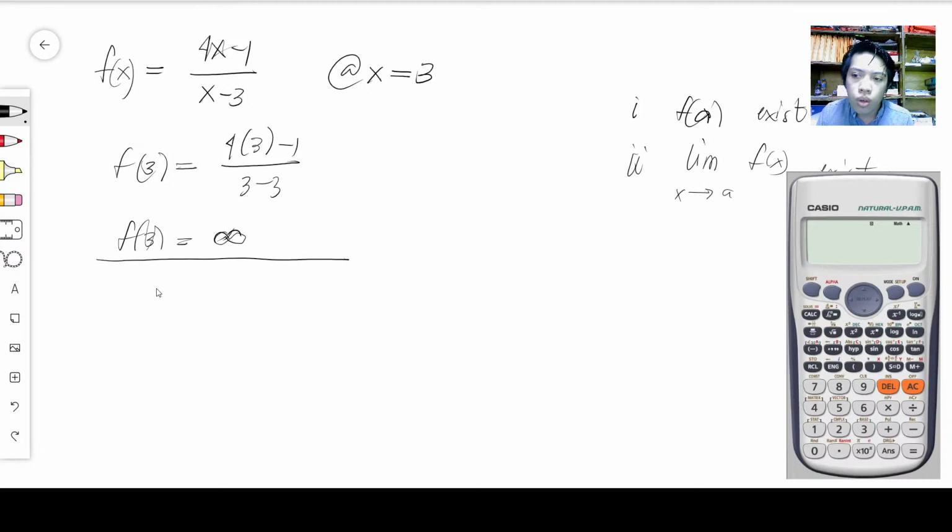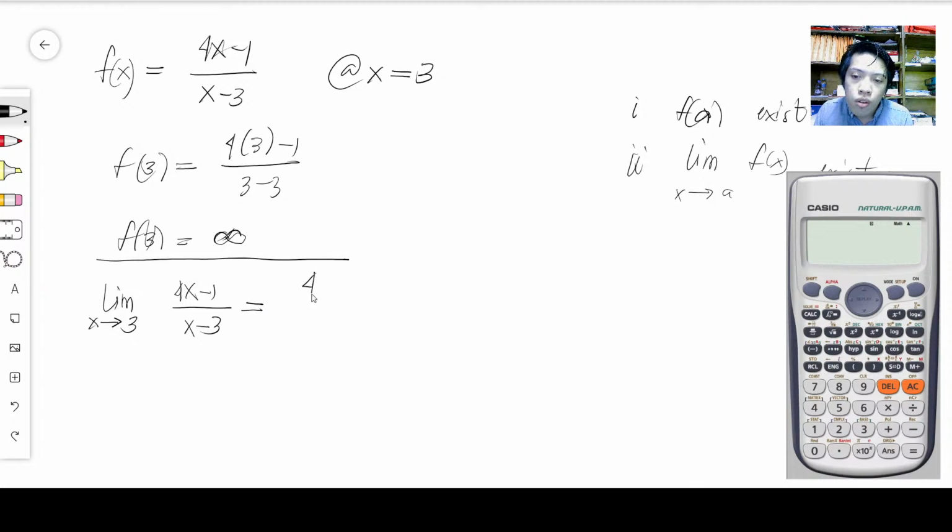Okay, so we are trying to find the limit of 4x minus 1 over x minus 3 as x approaches 3. When you substitute here, the denominator becomes 0. But wait, let us check whether there is a common factor between the denominator and the numerator. Can we factor the numerator? We cannot factor the numerator, which means we cannot do anything anymore. So the best thing to do is to substitute right away.